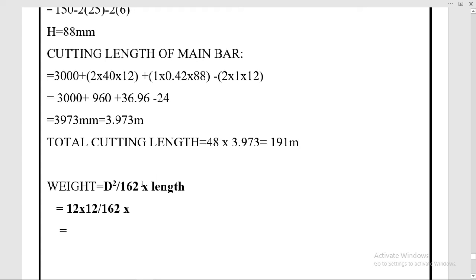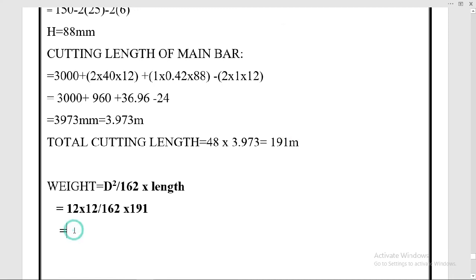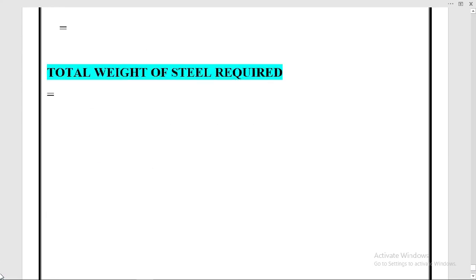So let's finally calculate the weight of main bar. We have the dia of 12 square divided by 162, and length we have 191. Let me calculate it on the calculator now. 12 square divided by 162, 0.88, then multiply it with the 191. So 169.77, take it 170 kg. Let's move further to calculate the distribution and top extra bar.